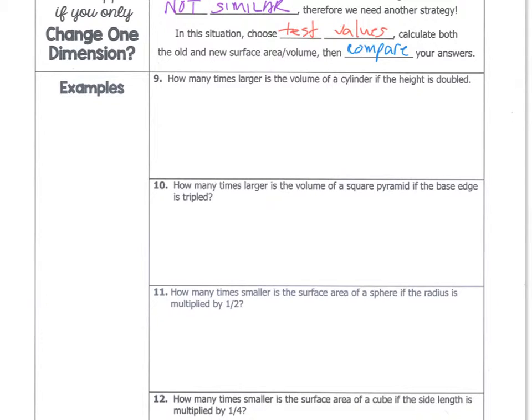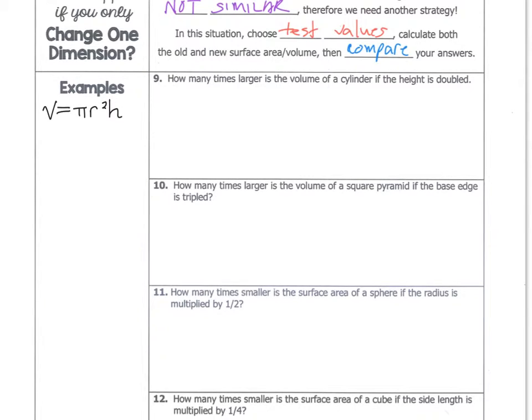Are you ready? So example 9. How many times larger is the volume of a cylinder if just the height is doubled? Well, we don't know anything about the cylinder. We just know we're going to double the height. So what is the volume formula for a cylinder? Very good. So area of the base, which is pi r squared, times the height.